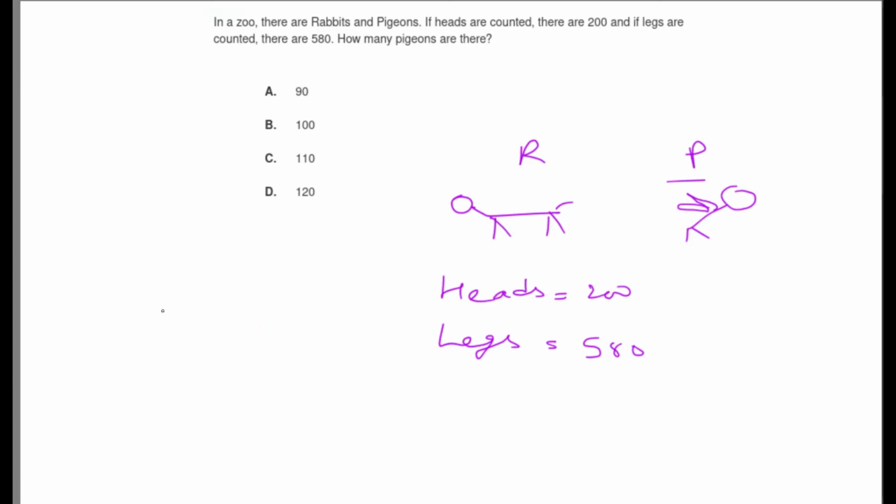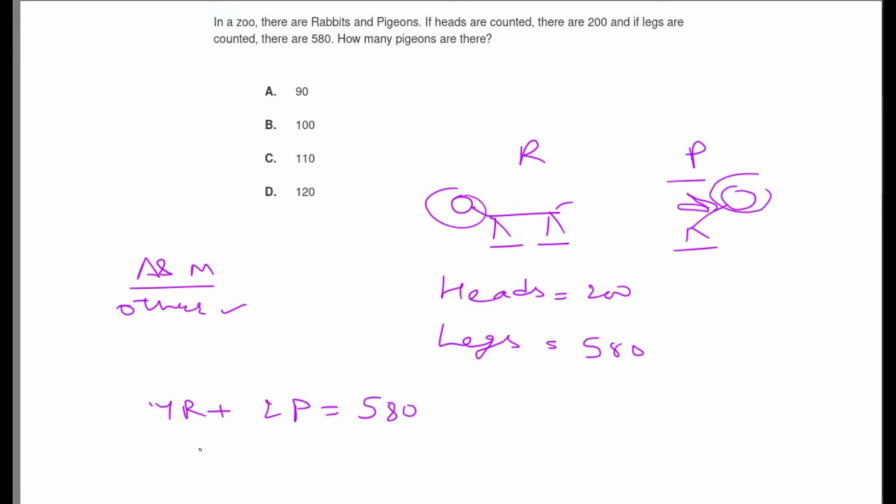So we can use the mixture and allegation method or the other way. Let me first solve using the other way. As we know, rabbits have 4 legs and pigeons have only 2. So the legs count is 4r plus 2p equal to 580, and heads have only 1 each, so r plus p equal to 200.